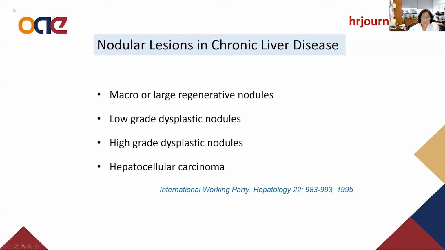So those are the two that pathologists often question: can this be HCC? And the others are the nodular lesions in chronic liver disease. And these, as I mentioned earlier, include macro or large regenerative nodules, low-grade dysplastic nodules, high-grade dysplastic nodules, and hepatocellular carcinoma. This was in a paper by the International Working Party that was published in 1995.